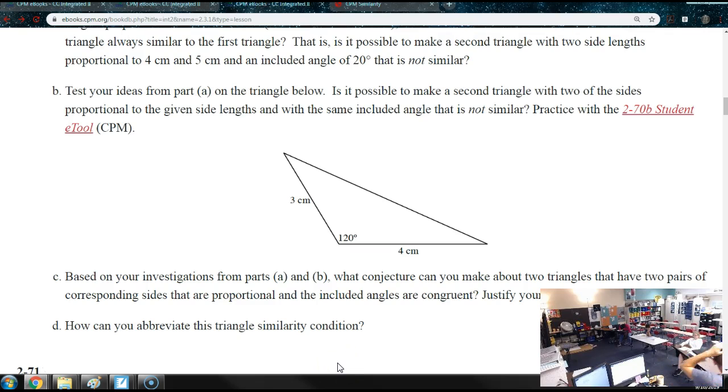All right, so we know that, but then let's look at this question B. Is it possible to make another triangle with sides that are proportional, like 8 and 6 or whatever, with the same included angle that is not a similar triangle? No. It's not. Because we changed the angle on the side. Okay, so if the angle isn't changed, then the side can't.